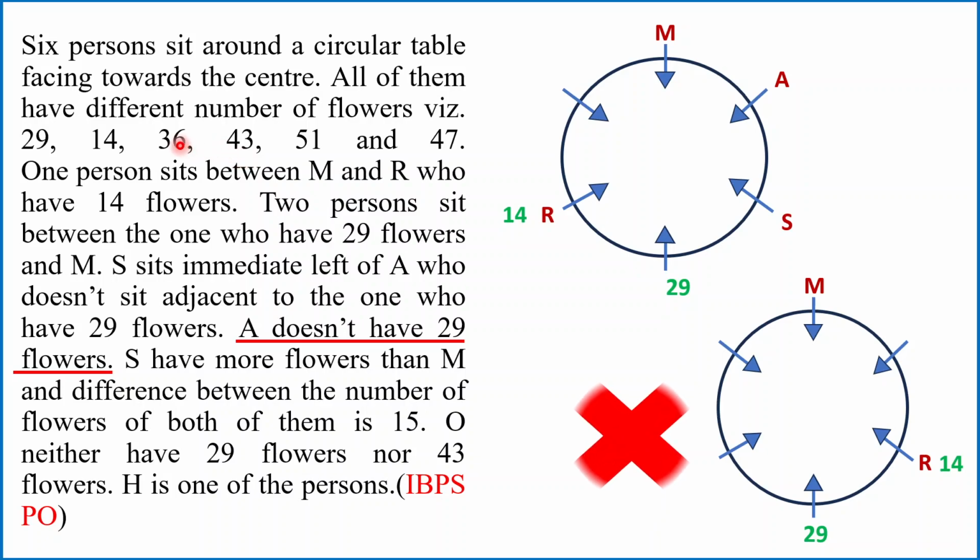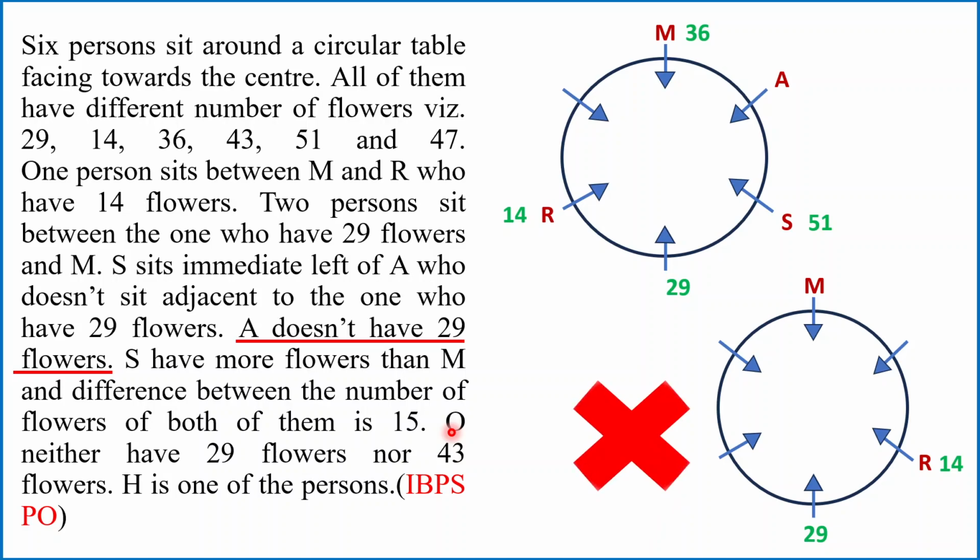Okay, so see 36 and 51. 51 minus 36 is also 15. We can consider this pair. S is having more flowers than M, which means S will be having 51 flowers, and M will be having 36 flowers. The difference between the number of flowers of M and S is also 15. I hope this is clear to everyone.